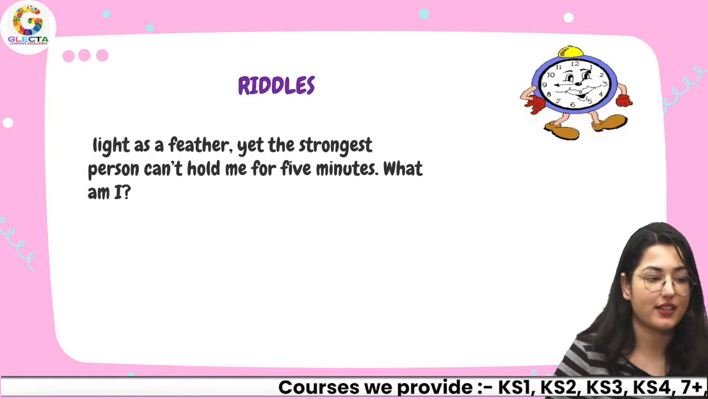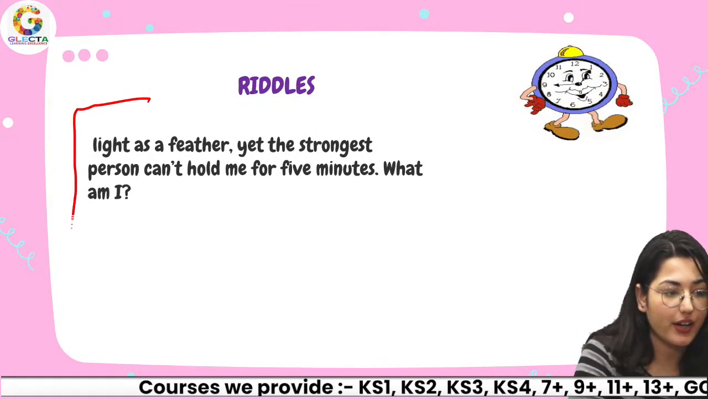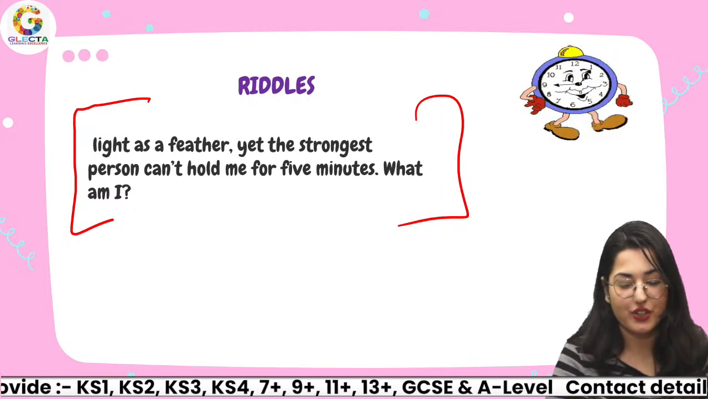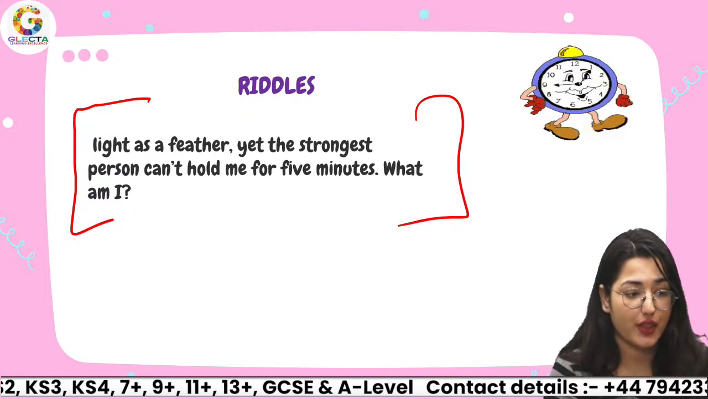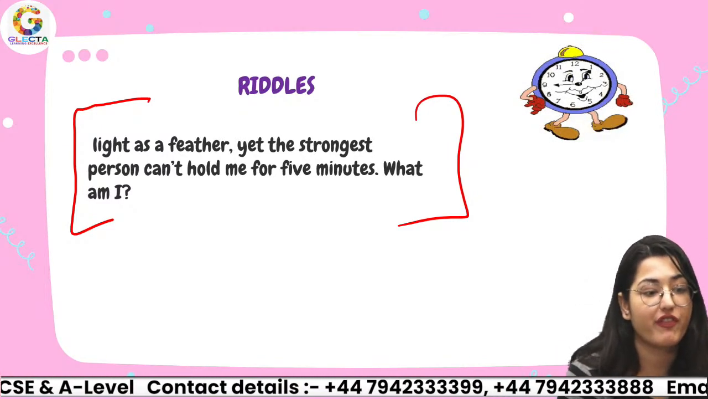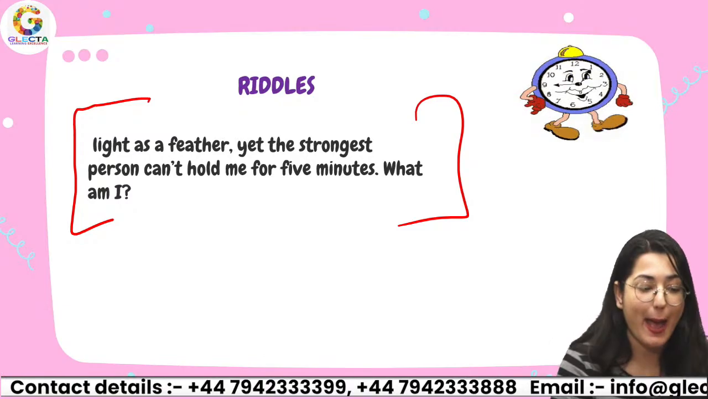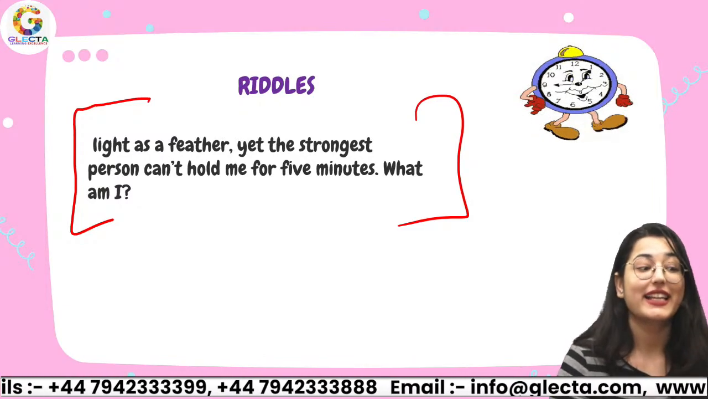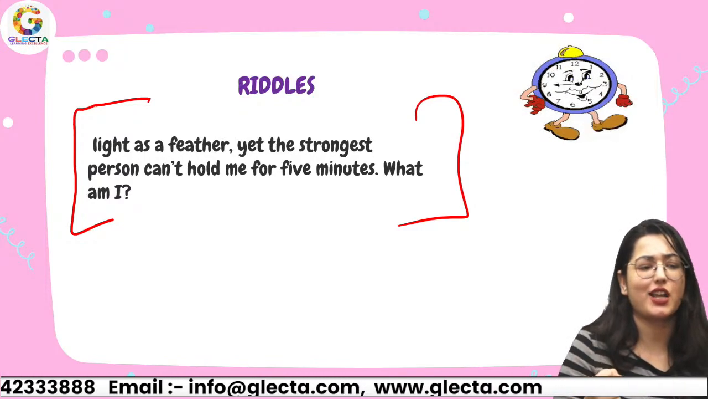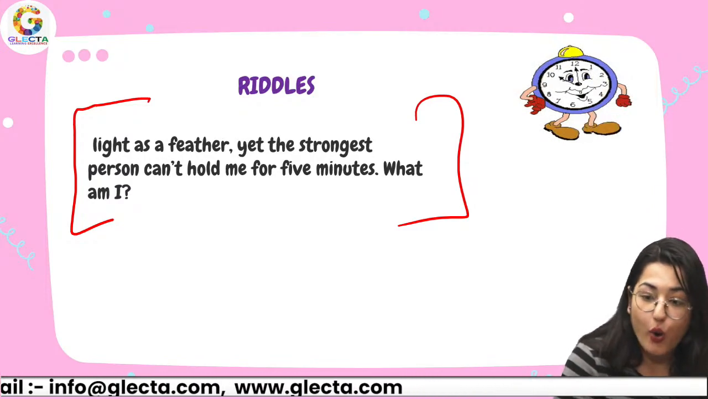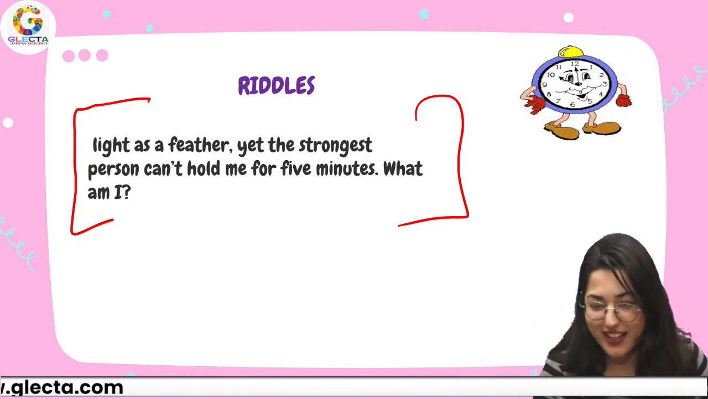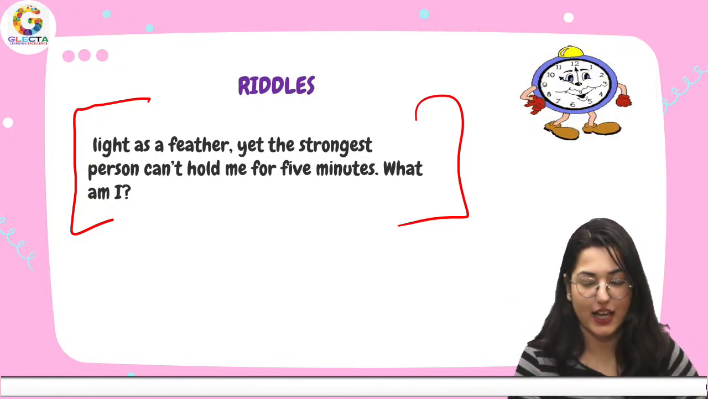Now, moving to the next. Okay, now it's again the riddle time. We need to do some riddle. Light as a feather, yet the strongest person can't hold me for 5 minutes. What am I? Light as a feather. Simile is there. Yet the strongest person can't hold me for 5 minutes. What am I? Yeah, miss, I got it right. Yes, Fizal Khan, you got it right.